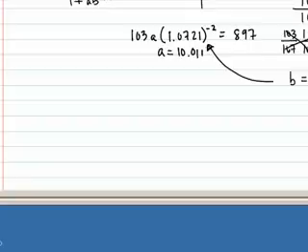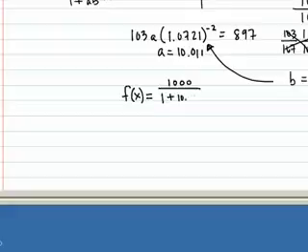Okay, now that I have a and I have b and I already found c a long time ago, I can write our function for this subdivision. F of x equals 1,000 over 1 plus 10.011 times 1.0721 to the negative x power.